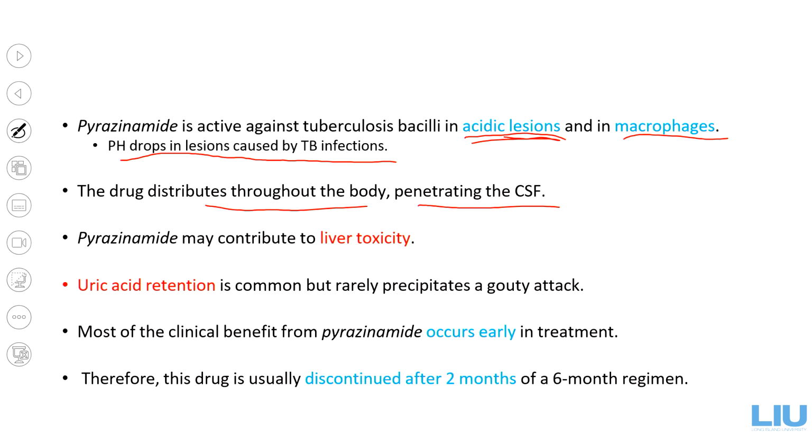Just like with isoniazid and the rifamycins, it has liver toxicity. Now that's an interesting side effect. It might actually cause uric acid retention. Pyrazinamide could cause accumulation of uric acid, okay, but it rarely precipitates a gout attack. However, if somebody has gout and they're being treated for gout, what's the chance that they get a gout attack if they take this drug? It's going to be higher, okay?